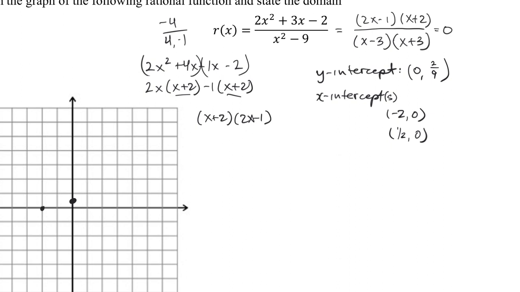So we have negative 2 comma 0 and positive 1/2 comma 0. So those are the y-intercept and x-intercept. Now the vertical asymptote is the domain restrictions. And that's why we wanted to look at it in factored form. Remember, the domain restriction is when the denominator is equal to 0. So the denominator is going to equal 0 when x is 3 and when x is negative 3. So that's exactly where we place our vertical asymptotes, at those domain restrictions.